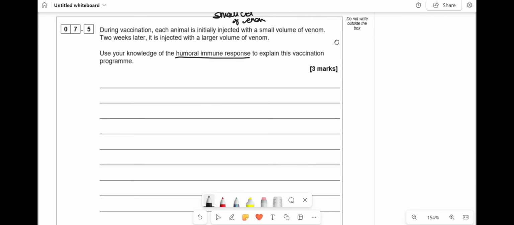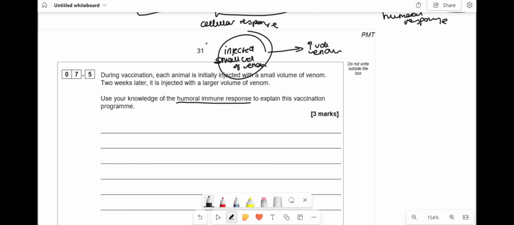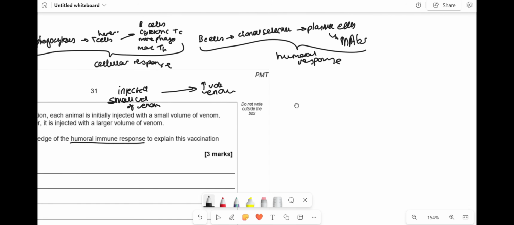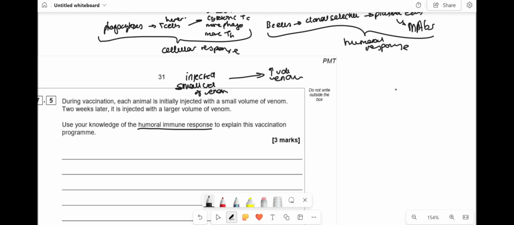Monoclonal antibodies. So this question is saying to discuss the humoral response to explain why they've chosen to inject a small amount to start with, then a bigger one. So you look in here and you're thinking, okay, what's going on with B cells? What's going on with this? And all of this. You should be thinking, if I inject a small amount to start with, then another one another time, then they're going to make more antibodies in a larger volume. And that's exactly what happens.